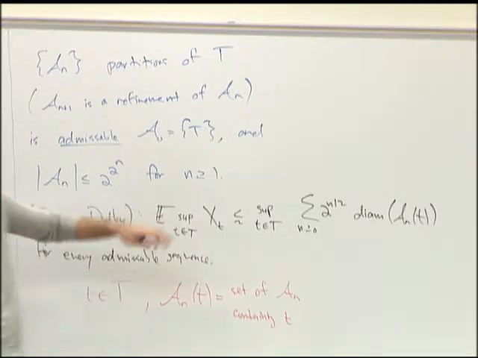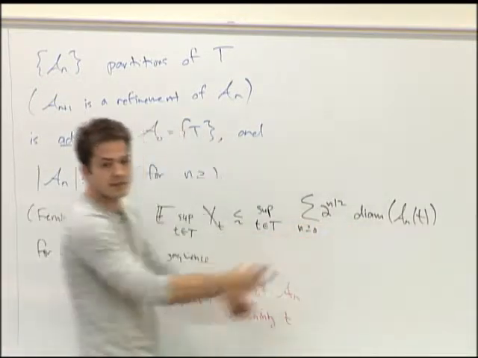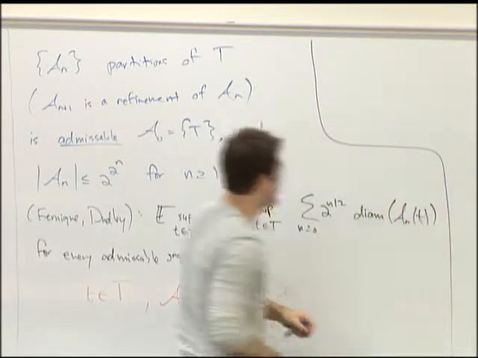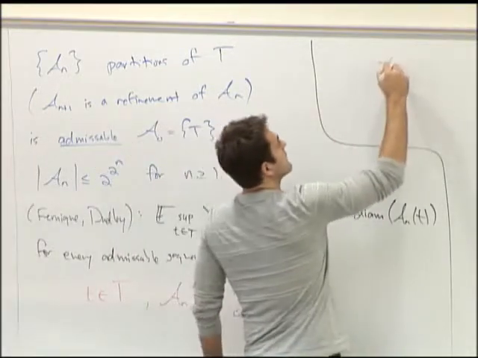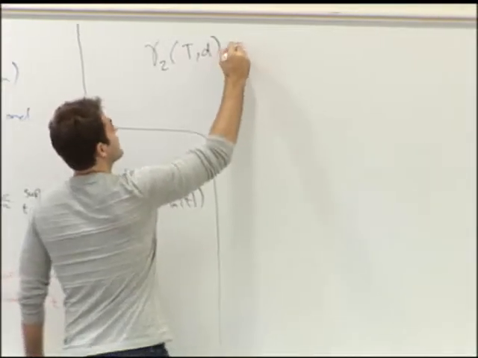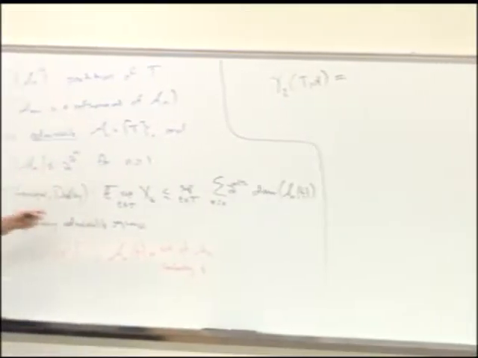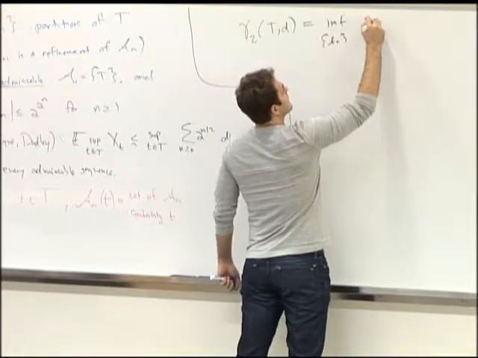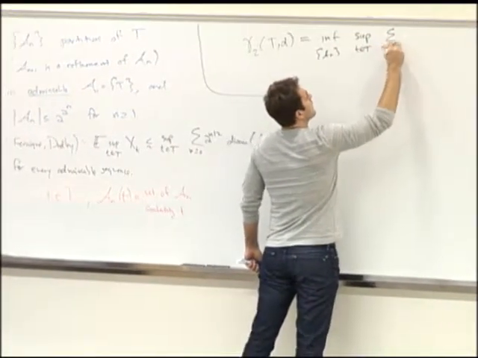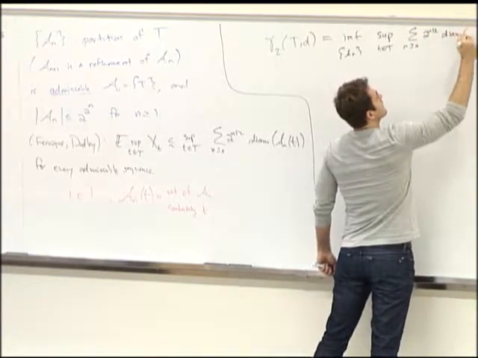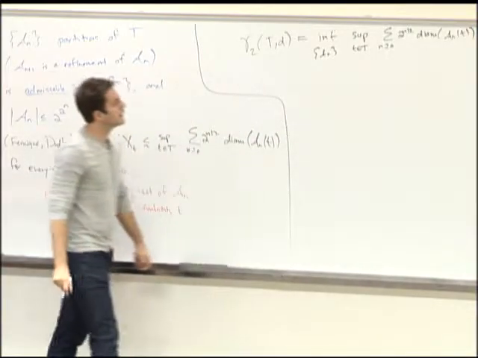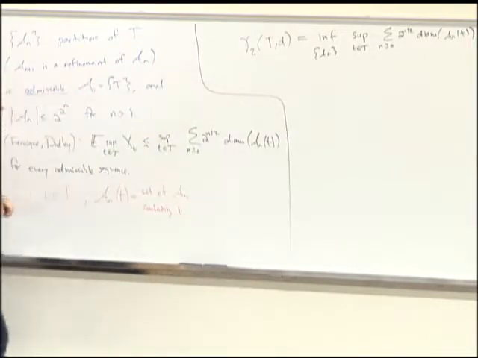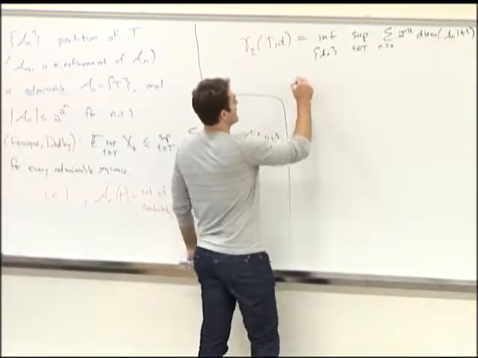So this is just the diameter of the set in this partition containing t, and we proved this is the chaining upper bound. Okay. And so what you can do is define a functional which is called gamma 2 of this metric space, which is just the best possible upper bound that this Fernique chaining argument proves. So the functional is just the infimum over all admissible sequences of the upper bound you get. So Fernique's bound exactly says that the expected supremum is upper bounded by the gamma 2 functional, right? The gamma 2 functional gives you the best possible upper bound.